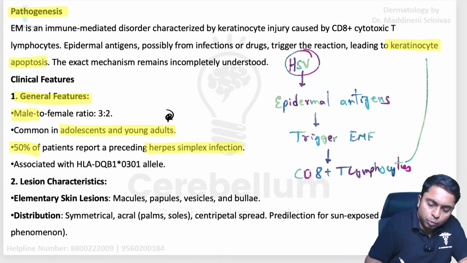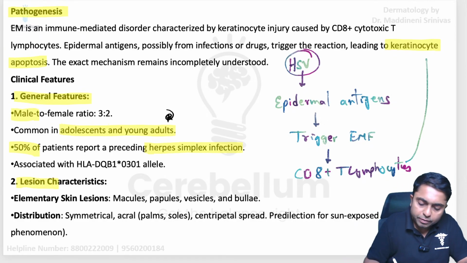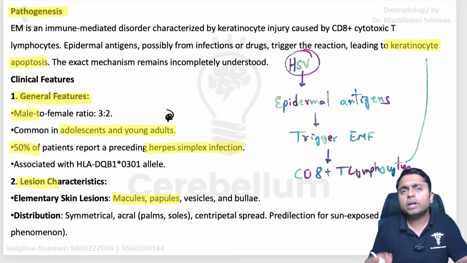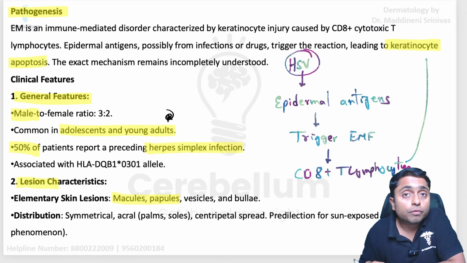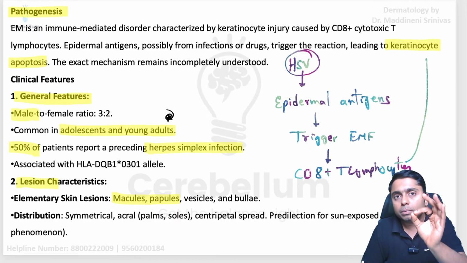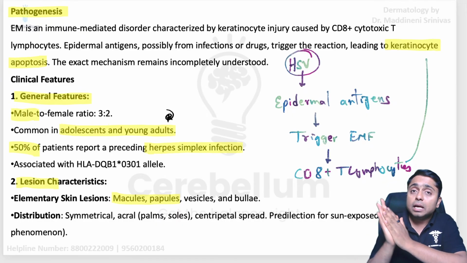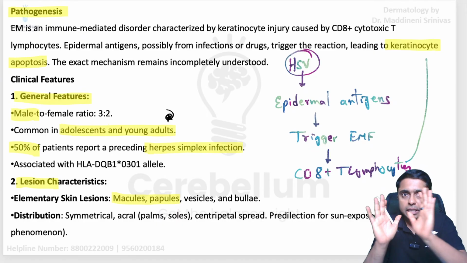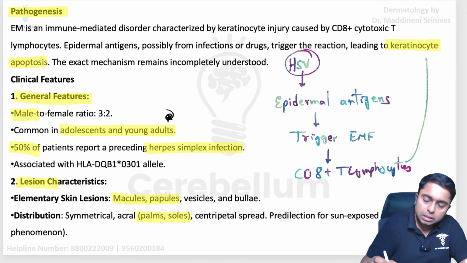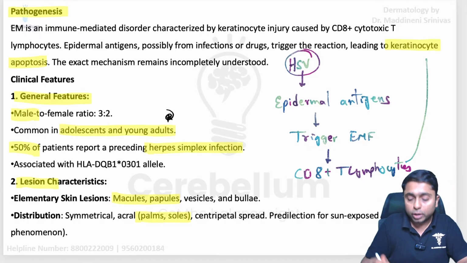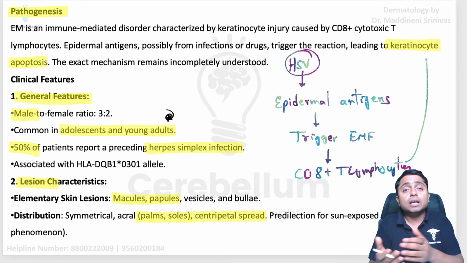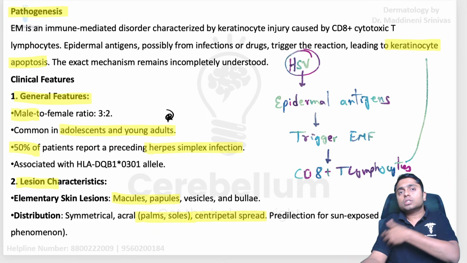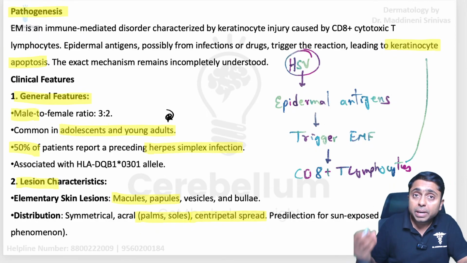And what are the characteristic lesions we can see? We can see macules, papules, fluid-filled vesicles and bullous lesions. And what is the distribution? Distribution is also very important. The lesions are classically seen over the distal areas, that is the palms and soles. This distribution is very important. And how are the lesions going to spread? The lesions are going to spread from distal to the proximal end, so we call it a centripetal spread.